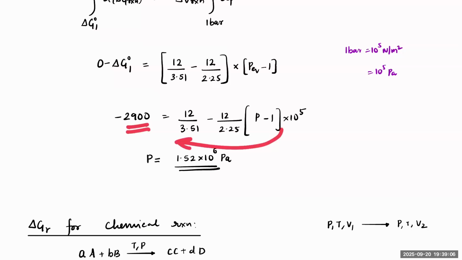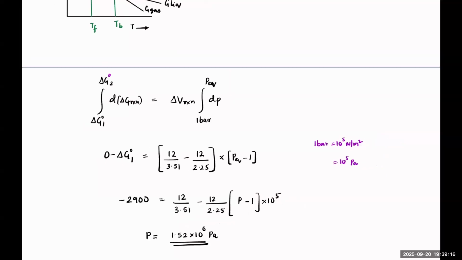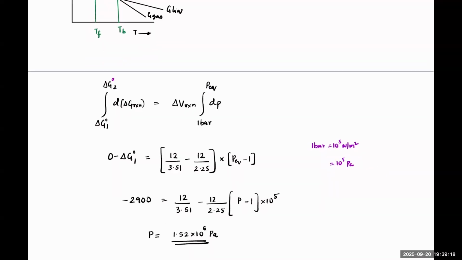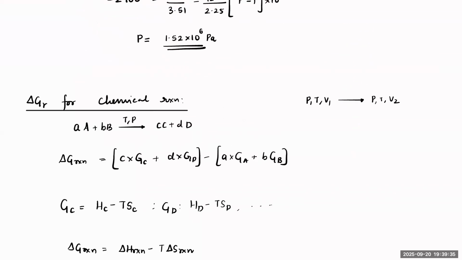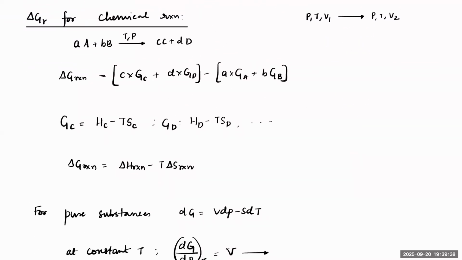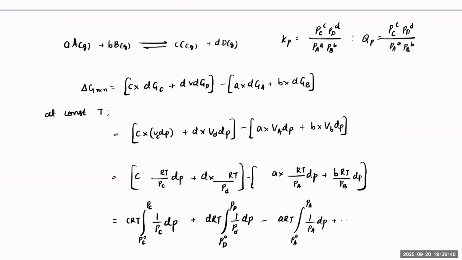So directly, if I take it to the other side and calculate the pressure, it comes as 1.52 into 10 raised to power of 6 pascals. Everybody understood? Just based on unit conversion, this is what you will get. Any doubt with the reaction here? Any doubt with the solving here? This I told you already.